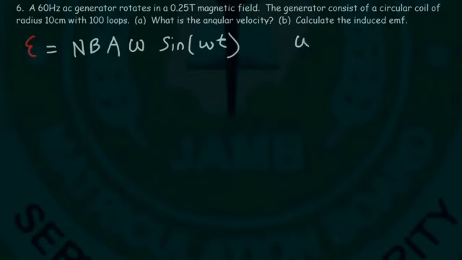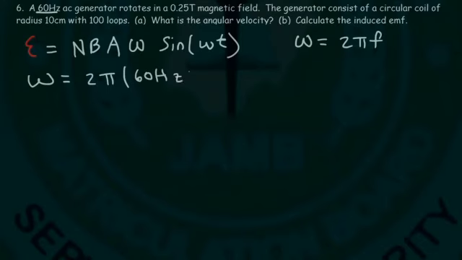To find the angular velocity omega, it's simply equal to 2 pi f, where f is the frequency measured in hertz. The frequency is 60 hertz. So omega is going to be 2 pi times 60 hertz. 2 pi times 60 is equal to 120 pi, which as a decimal is about 376.99 s to the minus 1, or radians per second. So that's omega. That's how you can find the angular velocity.